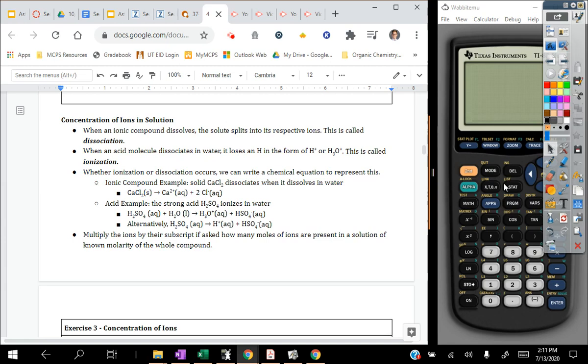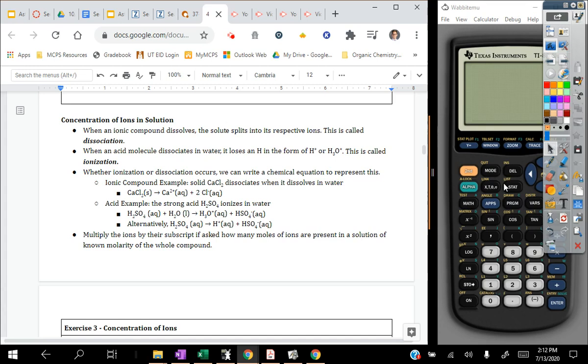For an acid example, we have the strong acid sulfuric acid, H2SO4, which ionizes in water. Here, we have H2SO4, which is aqueous, plus water, which is a liquid, and it reacts to form H3O plus aqueous plus the conjugate base HSO4 minus. We'll spend more time talking about conjugate bases and conjugate acids at a later point in time. You can also represent it the same way as we did with our dissociation example above for calcium chloride, where H2SO4 simply splits up into H plus and HSO4 minus.